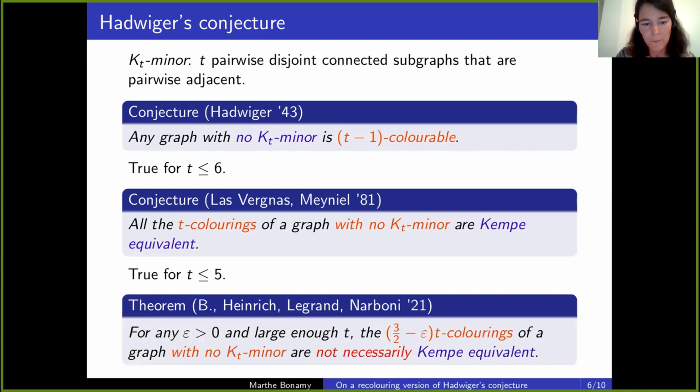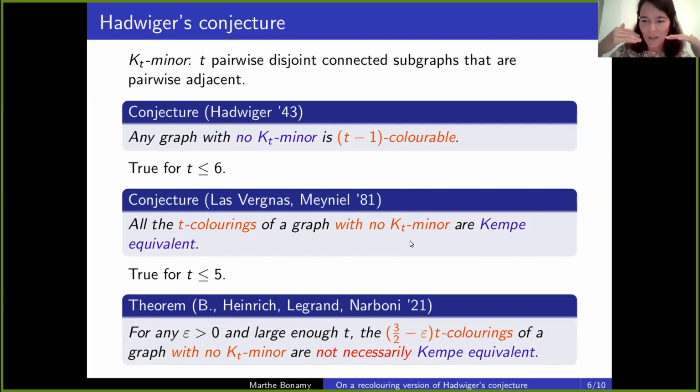So that's something we proved with Marc Heinrich, Clément Legrand, and Jonathan Narboni, actually a month ago, essentially. It's that you can find examples of graphs which don't contain... so essentially in this conjecture, for this to work, you have to replace no K_t minor here with at least K_{2/3 t} minor, say. So it's really, really false.